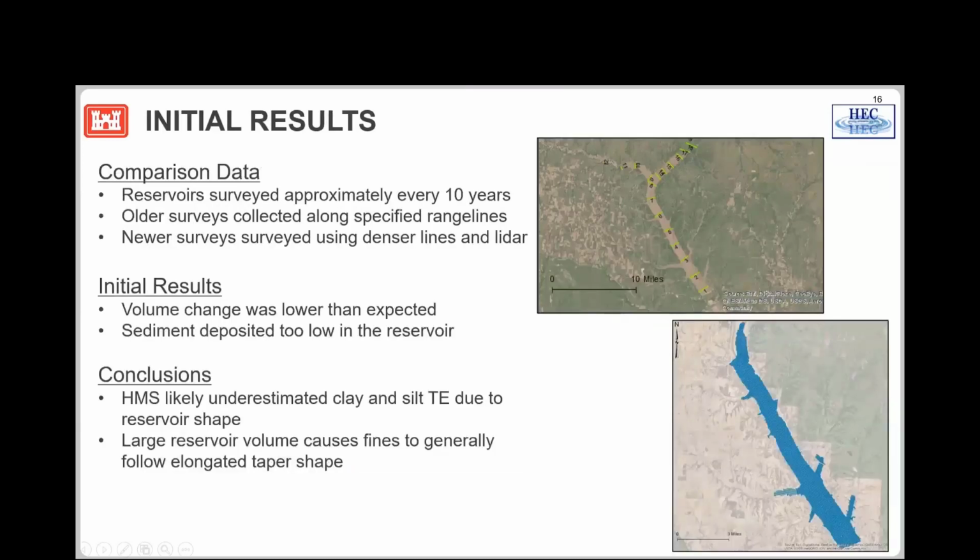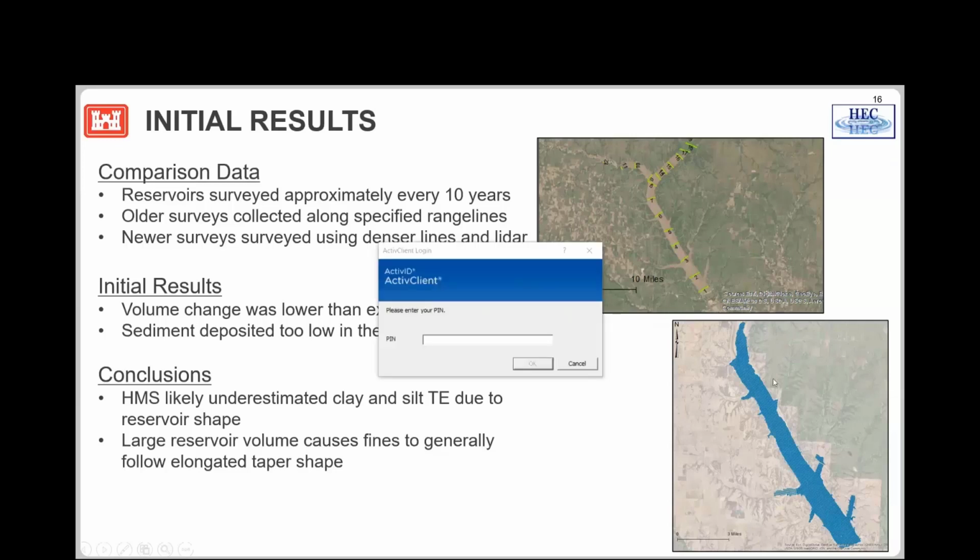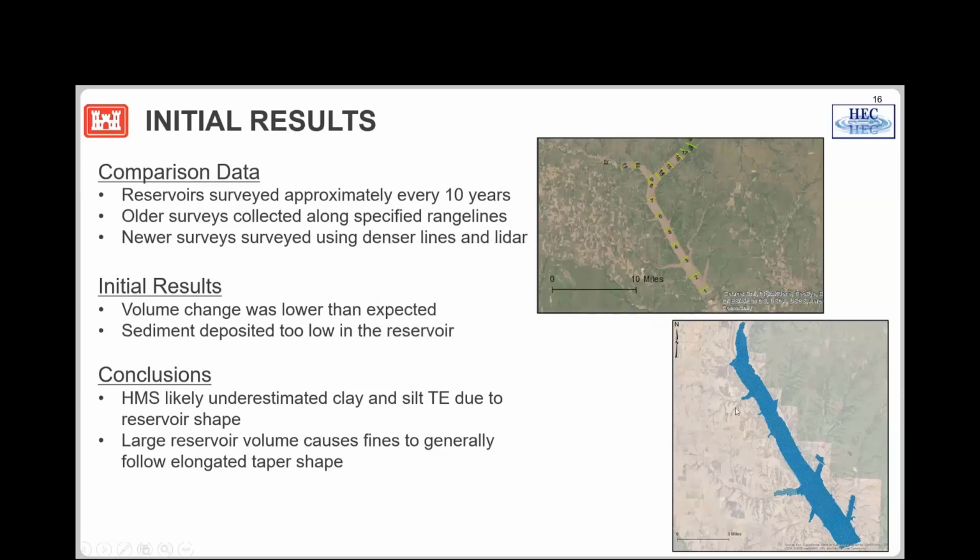So we compared the HMS results to the measured volume change that we computed from bathymetric surveys. The surveys have been collected approximately every 10 years using a variety of different survey methods. The older surveys were collected along fixed range lines using both boat and land-based methods, and the range lines were spaced fairly far apart, as this figure on the top shows. Recent surveys, though, have been collected at a denser spacing within the multipurpose pool, and LiDAR has been used to collect higher elevations of the lakes.